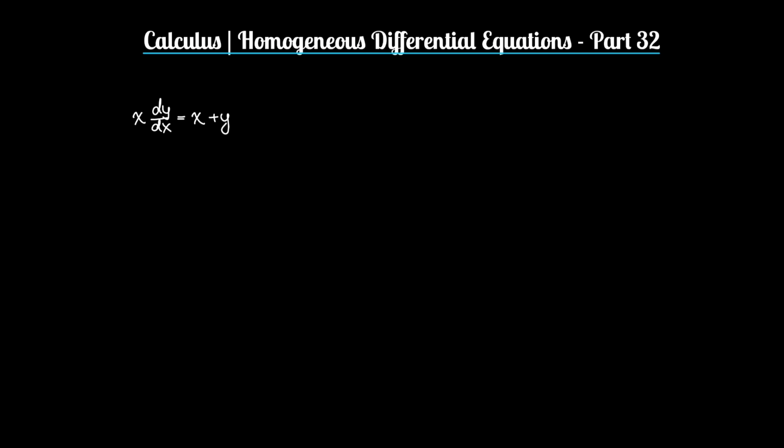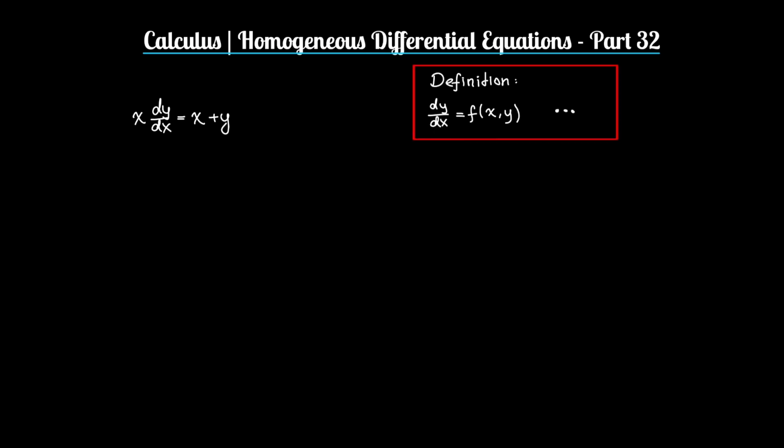In the definition of part 30, we discussed that a differential equation begins with dy dx equals to. However, in our case, we have an x multiplied in front. So I think we can agree first, I can divide all of the terms here by x. This should then yield the result of dy dx is equal to 1 plus y over x.